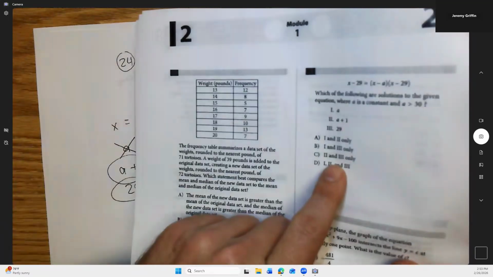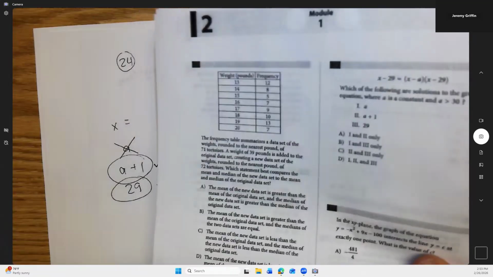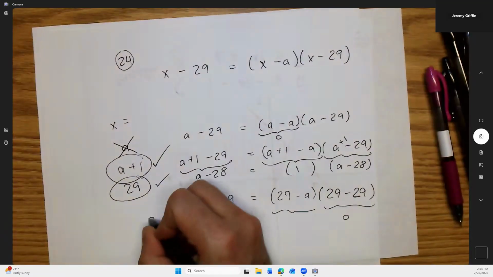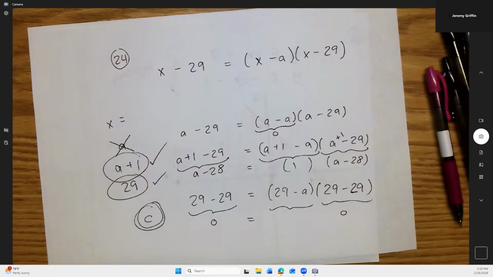That looks like option C. 24C. Let me make sure. Here's my key. 24. Yeah, 24C. Okay. You guys got a 24C?